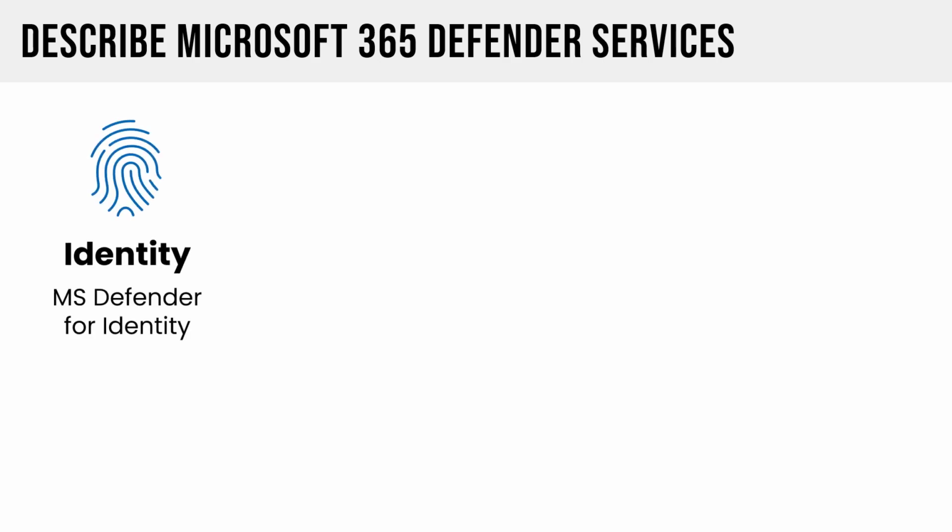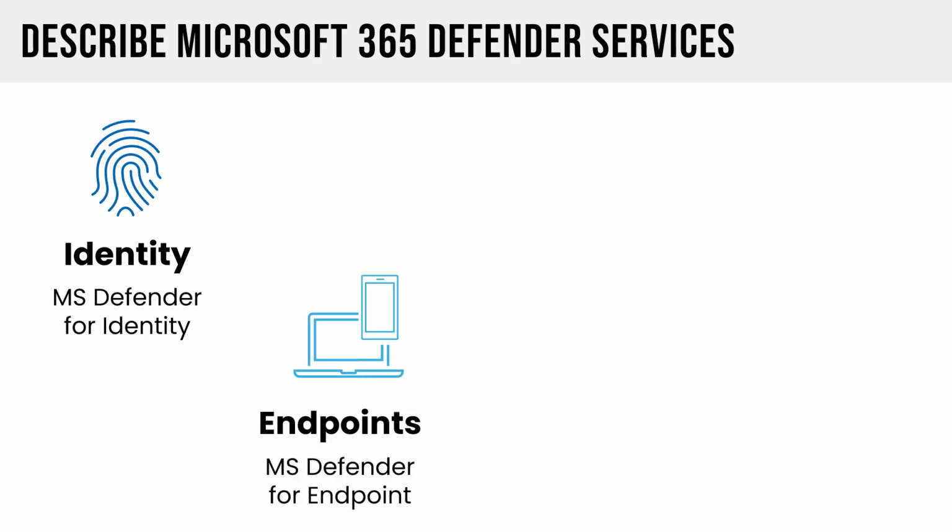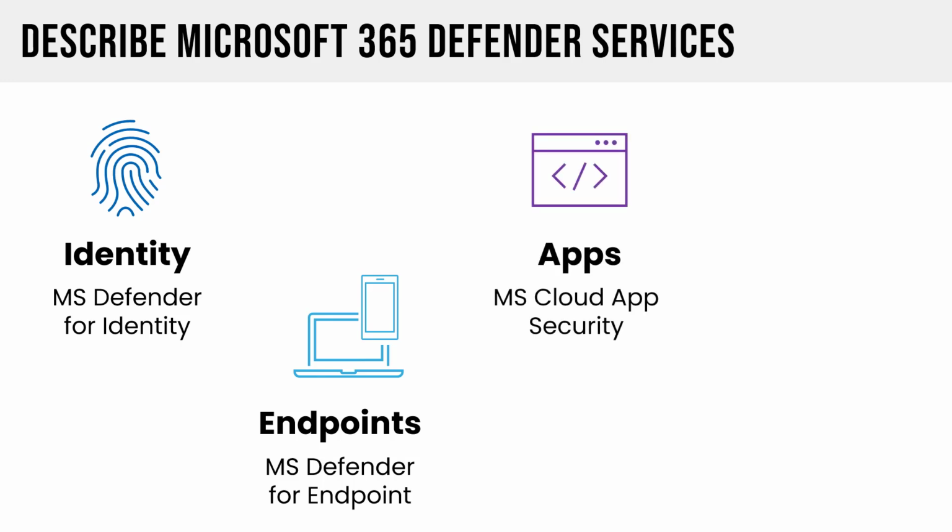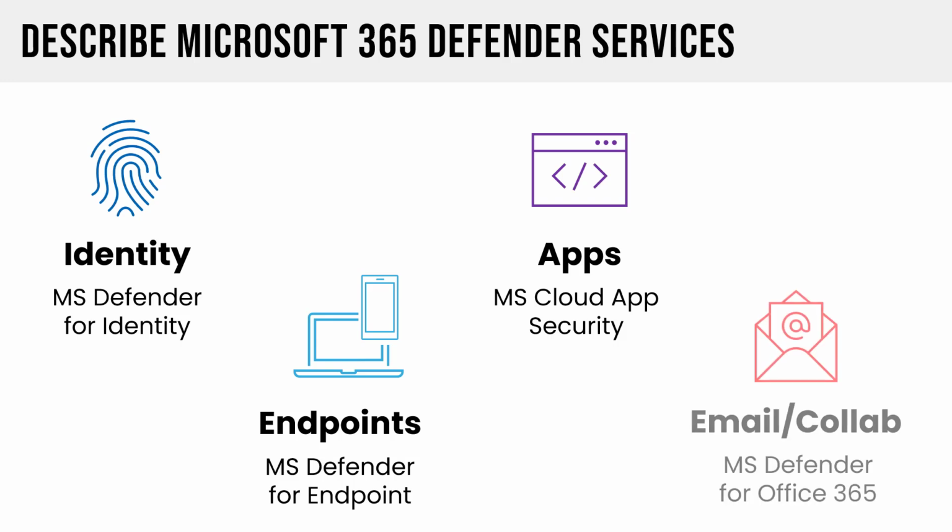So let's talk about Microsoft 365 Defender. When we think about Microsoft 365 Defender services, which is what one of the skills measured mentions, we're really talking about in the identity area, Microsoft Defender for Identity. When we think of endpoints, Microsoft Defender for Endpoint. Apps would be Microsoft Cloud App Security, or MCAS it's sometimes called. And for email and collaboration, Microsoft Defender for Office 365. So let's break these down so you understand what each of these does for the exam.